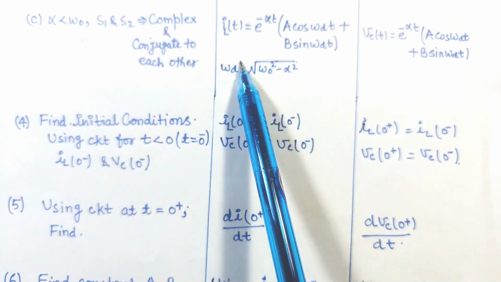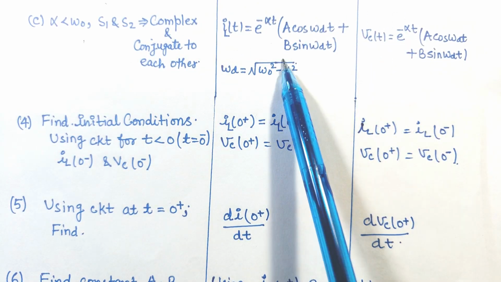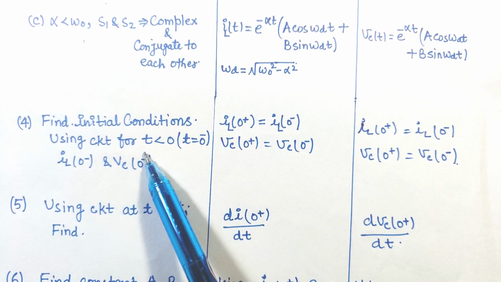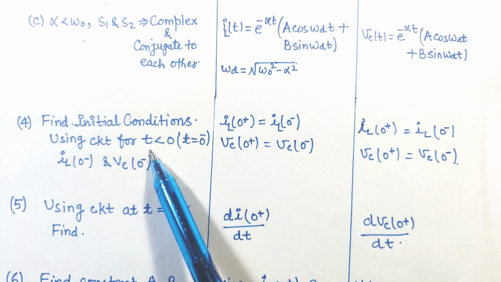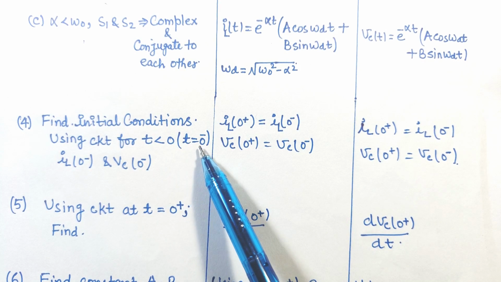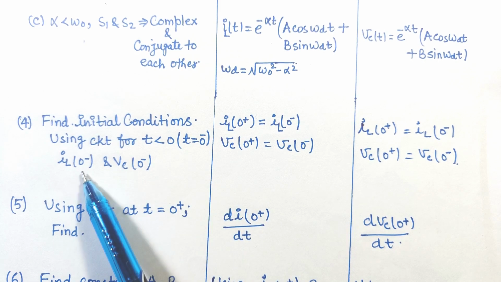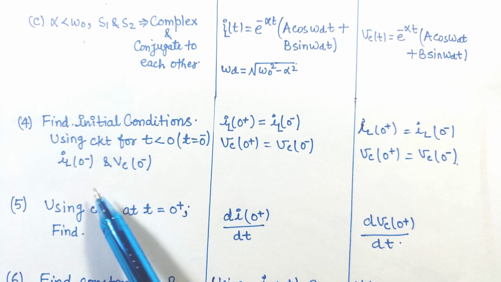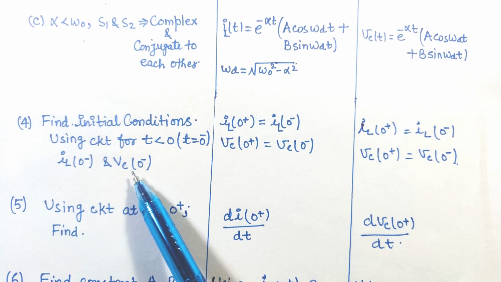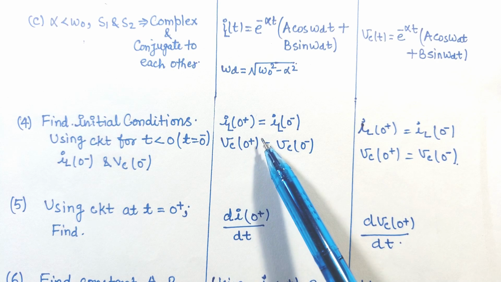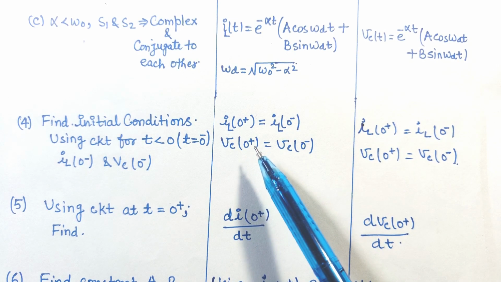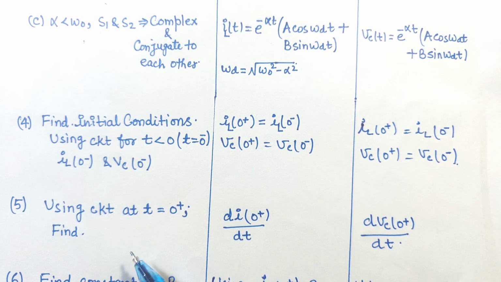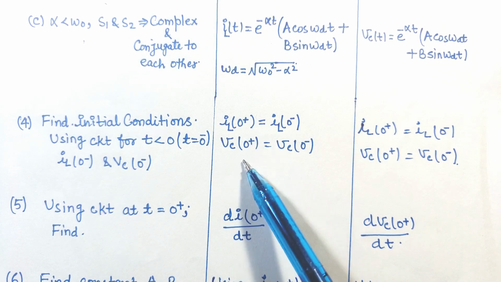As we have expressed IL(t) and VC(t) with variables A and B, we have to find out the values of A and B. For this, we will use the initial conditions of the circuit. For that, we will draw the circuit for t less than 0 second, or we can say at t is equal to 0 minus second, and we will find out IL(0 minus) and VC(0 minus) from the circuit. That is the current passing through the inductor at t is equal to 0 minus and the voltage across the capacitor at t is equal to 0 minus second. As we know that capacitor and inductor do not change their state instantaneously, we can write IL(0 plus) is equal to IL(0 minus) and VC(0 plus) is equal to VC(0 minus). We will find out the IL(0 plus) value and VC(0 plus) value.